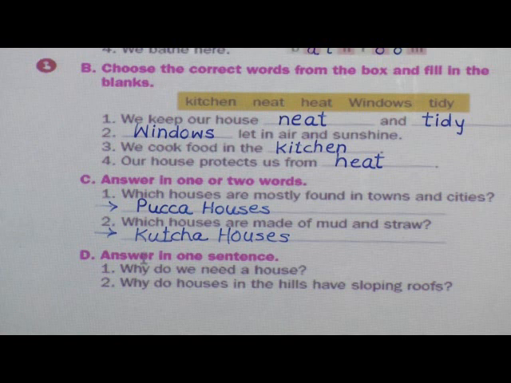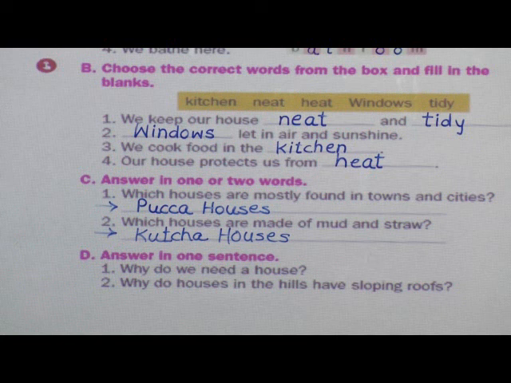See, next question. Answer in one sentence. What is the first question? Why do we need a house? Can you tell why do we need a house? Yes, we need a house to live in and it protects us from heat, wind, rain and cold.